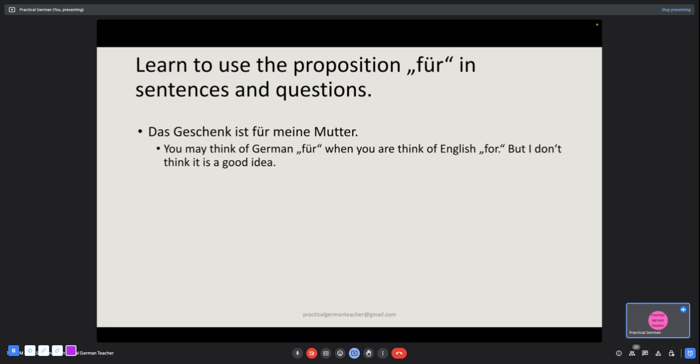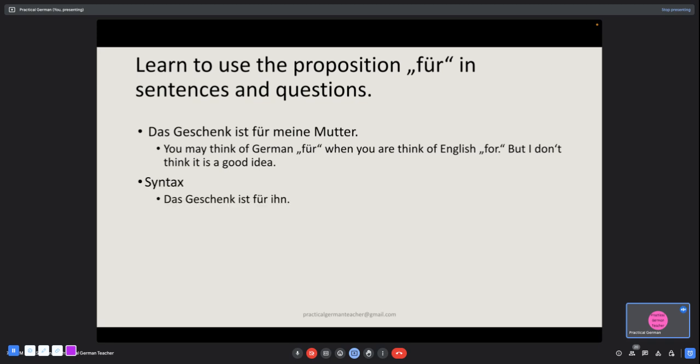So last week we had this, right? I showed you this table and I told you that you should remember it. That 4 a.m. logic, cold water. Remember that. You may think of German für when you are thinking of English for, but it's not always a good idea. But for now, you can think of für as for. Whenever you want to say for, blah blah.